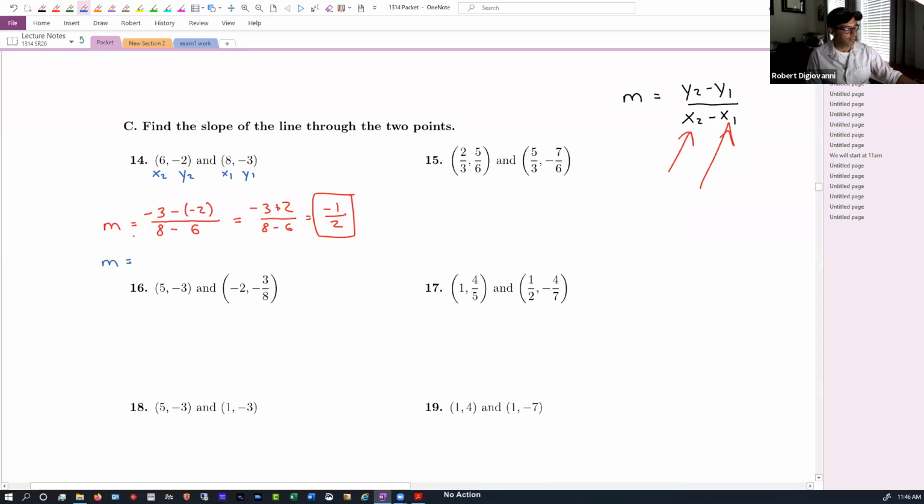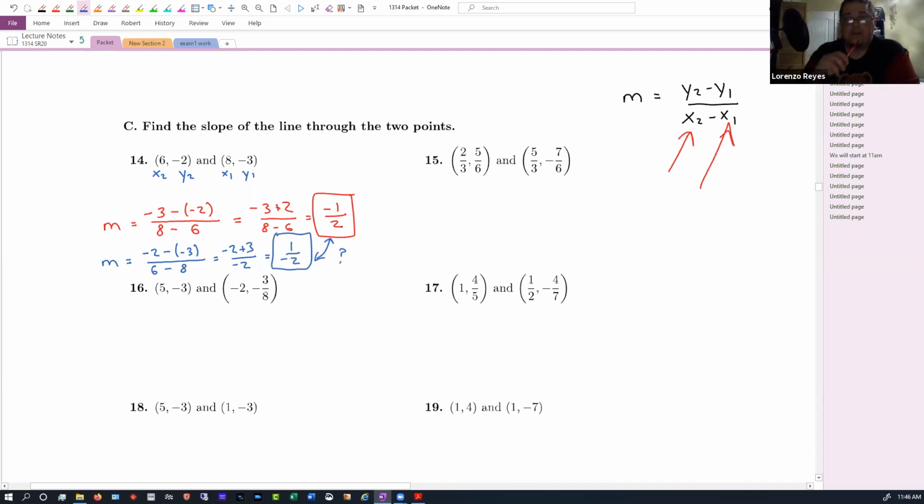How would this change? I would have y2, which would be -2. I'd be subtracting y1, which would be -3. And then I would do x2, which is 6, and then I'd subtract x1, which is 8. So on the top, I get -2 plus 3. And on the bottom, I get 6 take away 8, I get -2. The top is +1, and the bottom is -2. Are those two answers the same or not? No, they're opposite. I mean, they're not the same. Are they? Think about it.